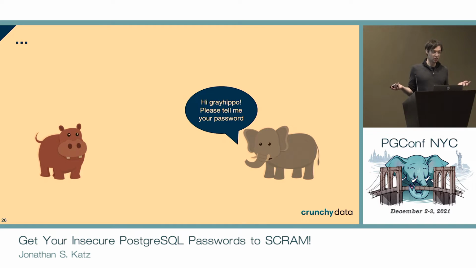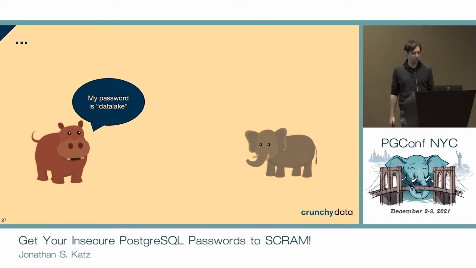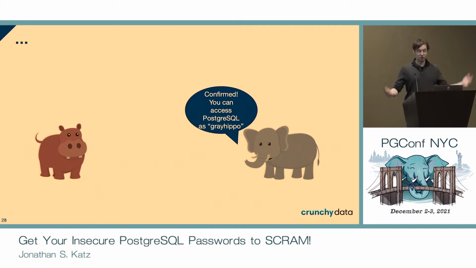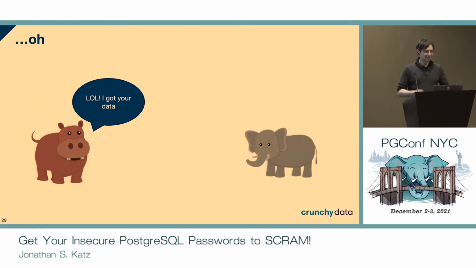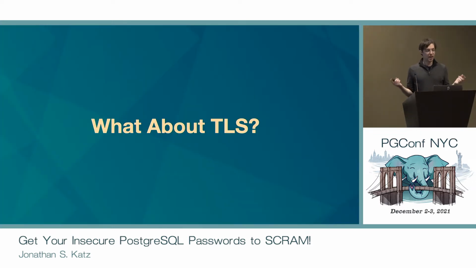Postgres goes through the authentication protocol and says, all right, tell me your password. Red Hippo says, yep, it's data lake. Postgres says, yep, you're definitely GreyHippo, you can log in. So Red Hippo is now in the database as GreyHippo and has whatever privileges and data that GreyHippo has. But there's a way we can actually handle this.